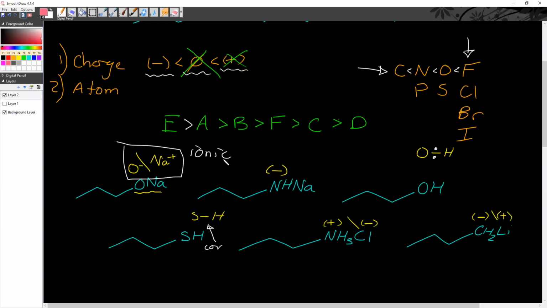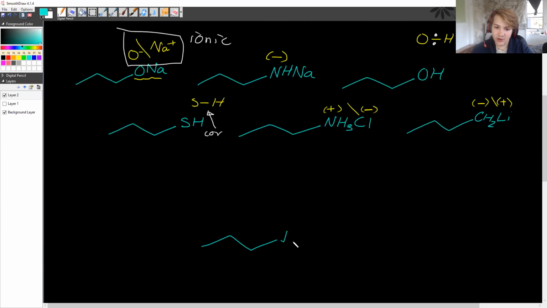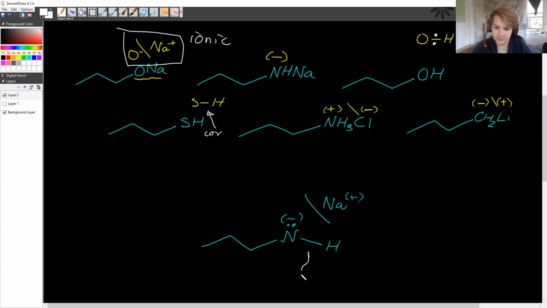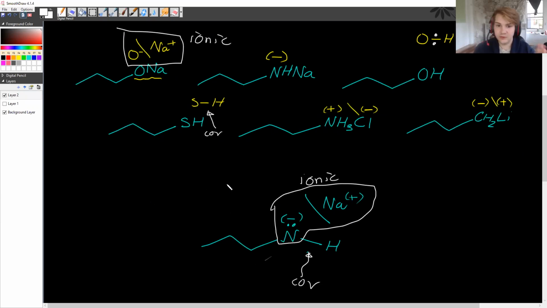Yeah, but wouldn't the NHNA also be covalent? Yep. For the NHNA, I'm going to draw it like this. We have one covalent bond, but then we have a negative charge going on here, and this is the covalent bond, but then this is our ionic bond. Oh, okay, got it. Thank you. No problem. Good question. How do we feel about this? Good? Does this make sense?